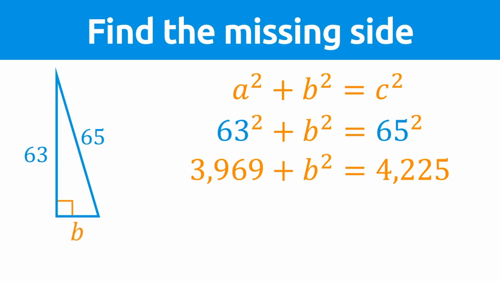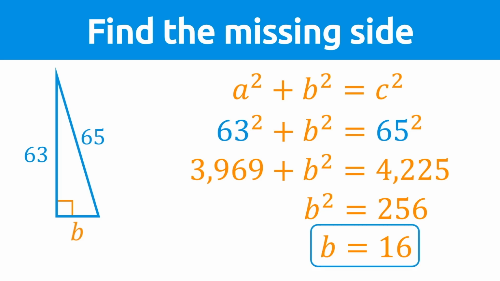3,969 plus b squared equals 4,225. We can subtract 3,969 from both sides to get b squared equals 256. And to simplify that, we take the square root of both sides. So b equals 16. We found our missing side. Excellent job. Let's look at another example.